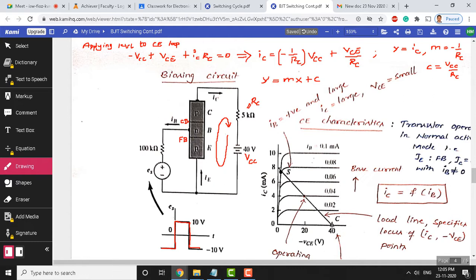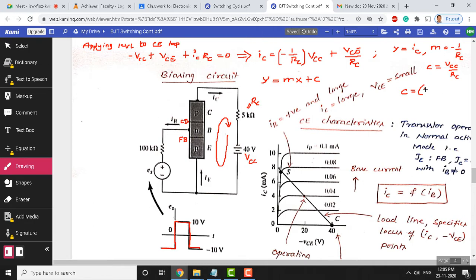C point can be obtained. C is nothing but a point on the x axis, which can be obtained by making IC as 0, that is, y value as 0. So, y is nothing but IC here. If you do that, the coordinate value for C is, this is the cutoff region C. Do not get confused with this C and this C. This is y intercept C, this is the cutoff region C. So, C is given by the x value, x is nothing but VCC, which is 40 volts.